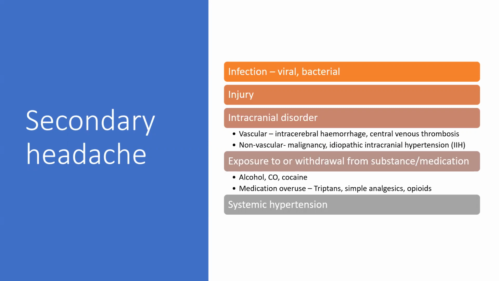Intracranial disorder is the most important one, and we don't want to miss it. It could be vascular or non-vascular. Vascular includes intracerebral hemorrhage, cerebral venous thrombosis, and subarachnoid hemorrhage. Again, thankfully, it is very rare in children. Subarachnoid hemorrhage you might see more in adults. Non-vascular is where brain tumor comes in. The other one that is also fairly common is idiopathic intracranial hypertension, which used to be called benign intracranial hypertension or pseudotumor cerebri.